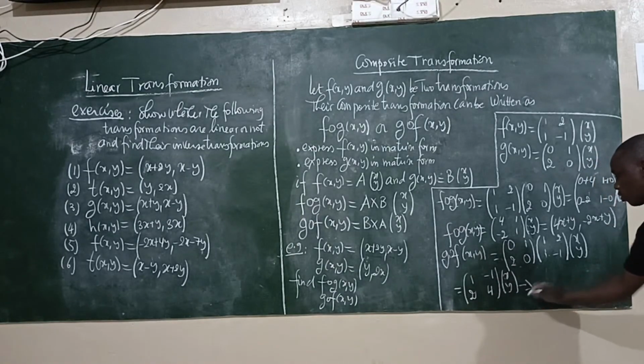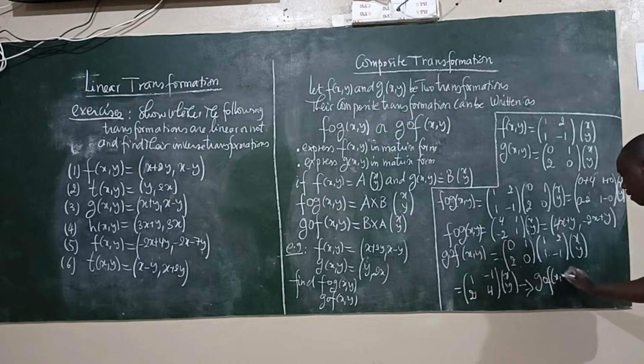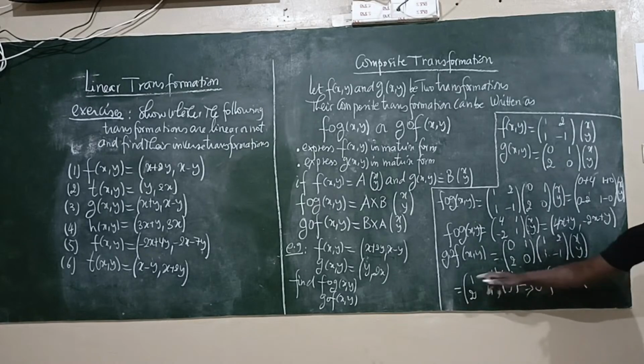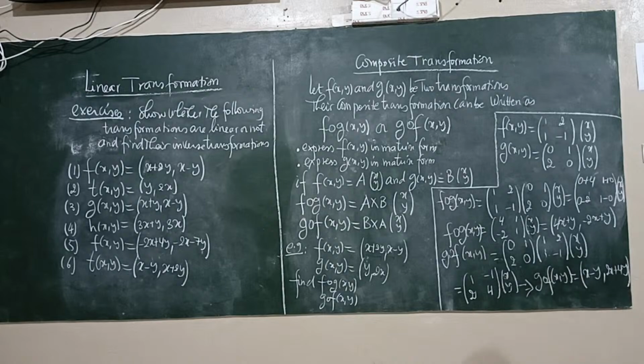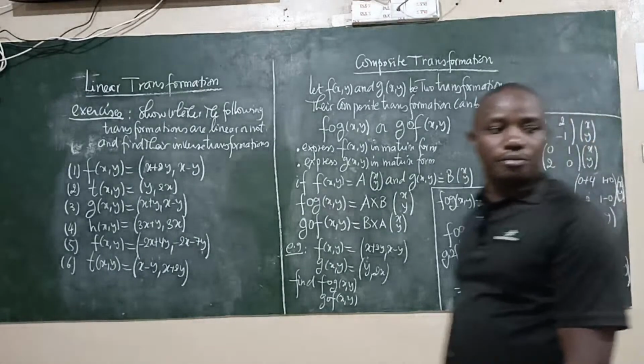xy. So, G of xy is given by, we are going to multiply the matrix and the vector. Here is going to be x minus y, comma, 2x plus 4y. Hope you are getting that.